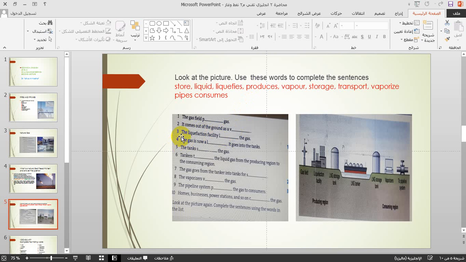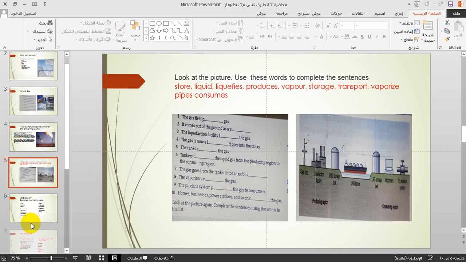The liquefaction facility liquefies. The gas is now a liquid. So you go like this. Since the first letter is given to you, this makes the task very easy. Okay, then you need to complete. If you have any question you can ask me. If there is any difficulty, you can contact me.